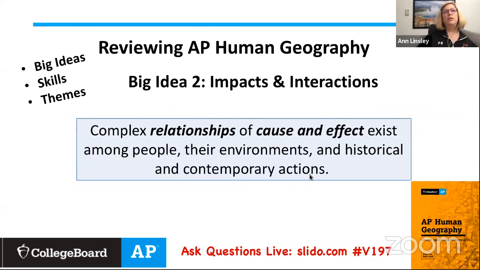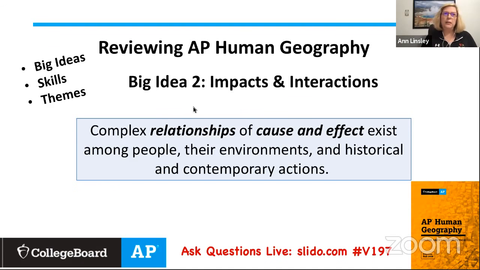So, all right, today's topic is looking at big idea number 2, which in this particular topic is asking you to look at impacts and interactions. Basically, what we're looking at is the relationships that are caused from cause and effect conditions that exist among people, the environment, the past or present, and the future. So what is the relationship of cause and effect? What is the relationship to particular topics in the curriculum that cause certain things, and then the responses from others?